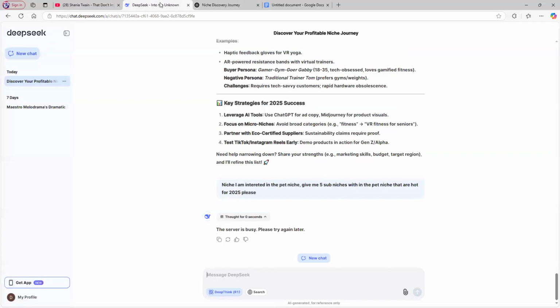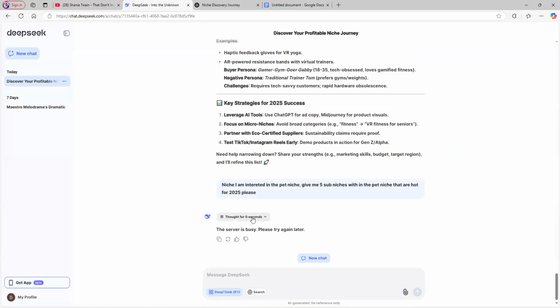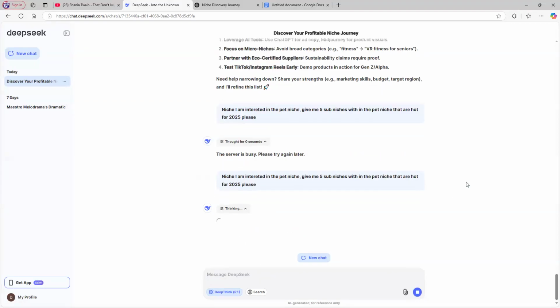All right, let's see what DeepSeek says. Let's see here. Oh, wait a minute. Why did you not do that? Oh, the server's busy. Please try again later. Okay, well, this is what happens when you don't pay for it, I guess. Let's just try this again and see if the server is not so busy.